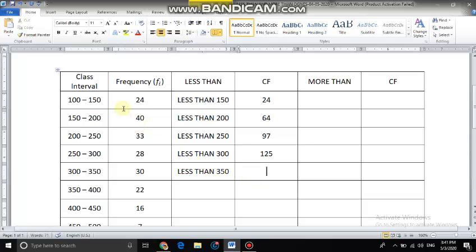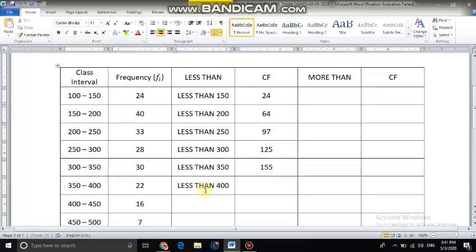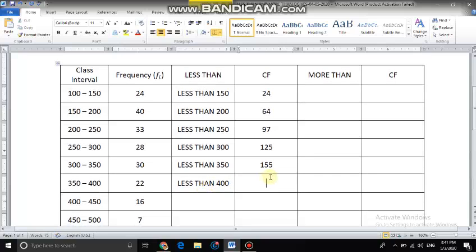Less than 350 means the sum of all these numbers. So what I do is, I already know the sum of these four numbers is 125. So I just had to add 30 to it. So 125 plus 30 is 155. Now if I go for less than 400, less than 400 will give me 155 plus 22, 177.